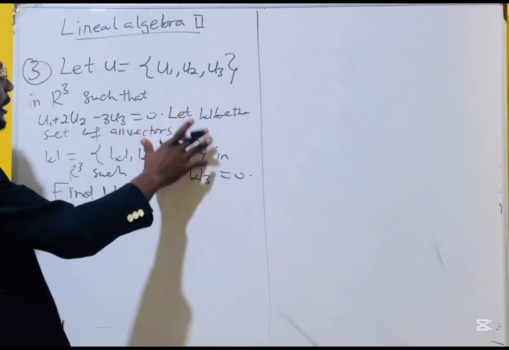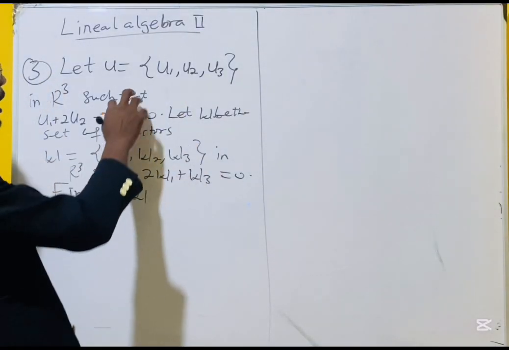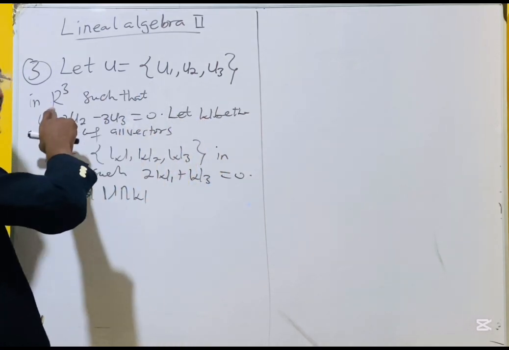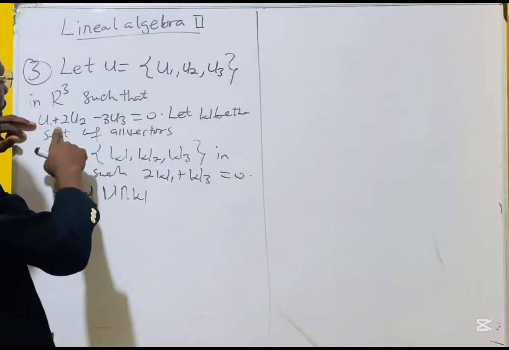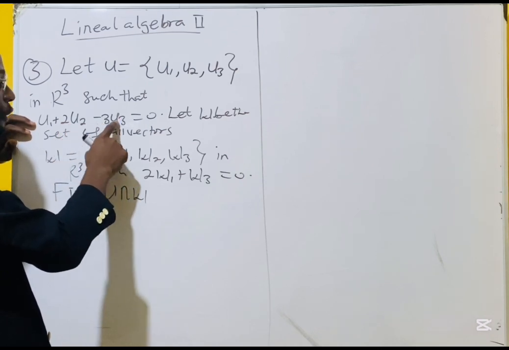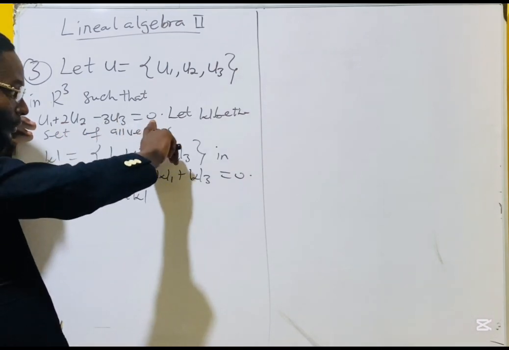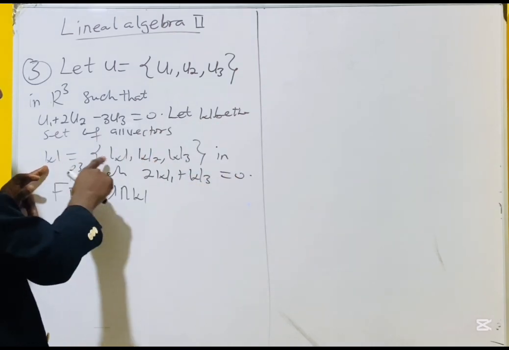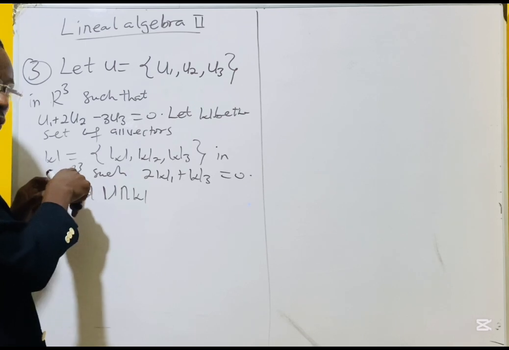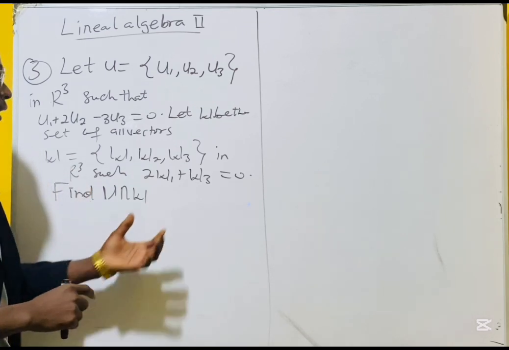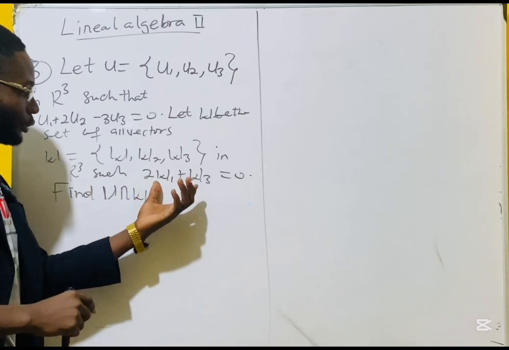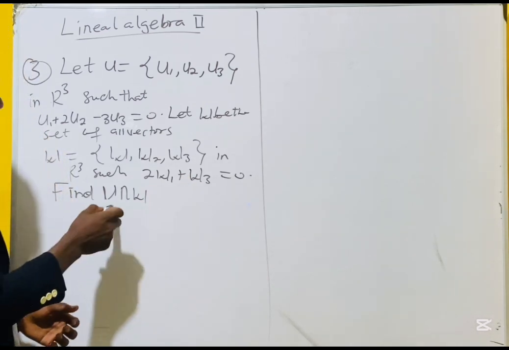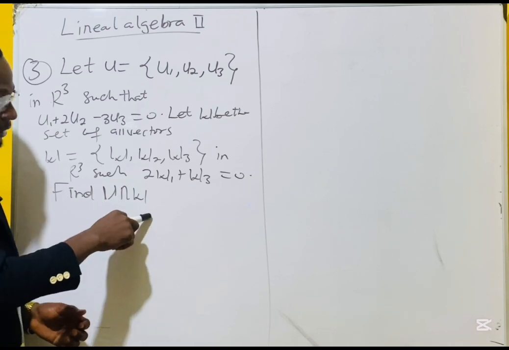Okay, so with question number 3, we have this span, right? U equals this, and that is in R3, such that u1 plus 2u2 minus 3u3 is equal to 0. And that of W is a set of all vectors. W equals this span, and that one too is in R3, with W such that 2w1 plus w3 is equal to 0. Now we want to find the intersection between U and W.